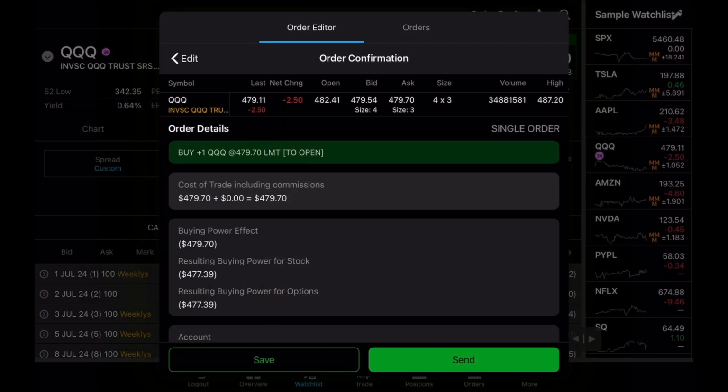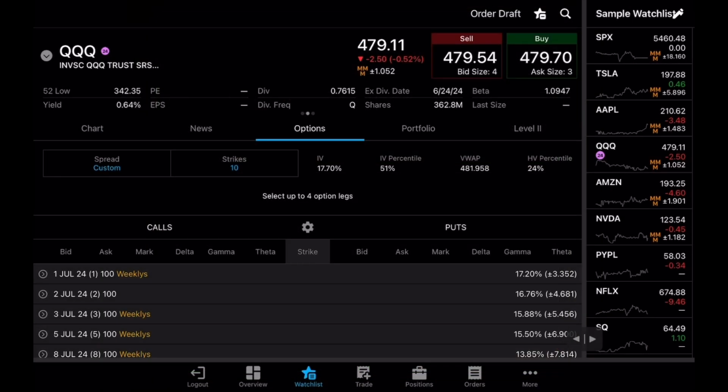All right, so let's look at options. That way you guys can see how this works a little bit differently from just buying standard shares of a company. Now we're going to take a look under the options tab if you don't already have it pulled up. We're going to look at the strike prices.